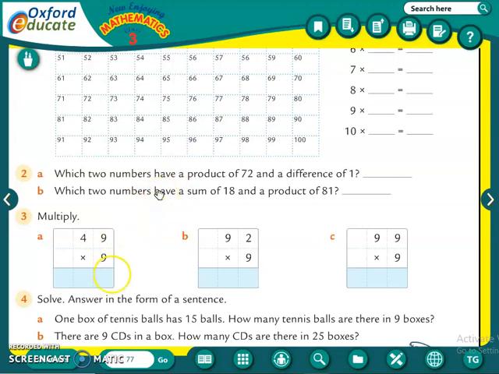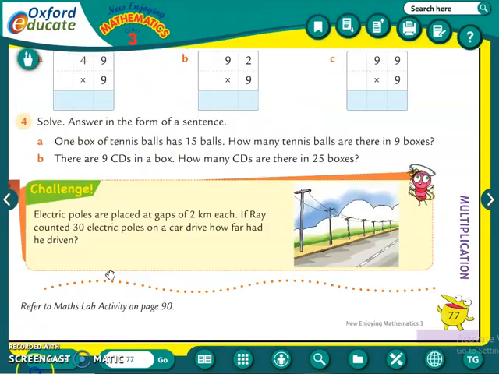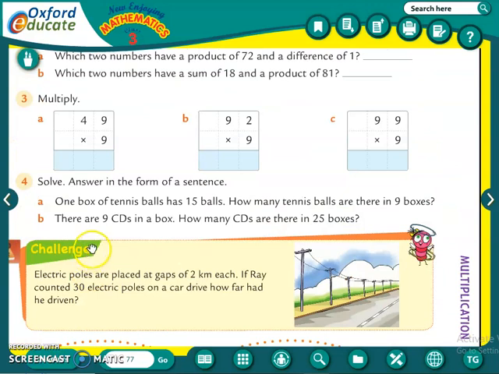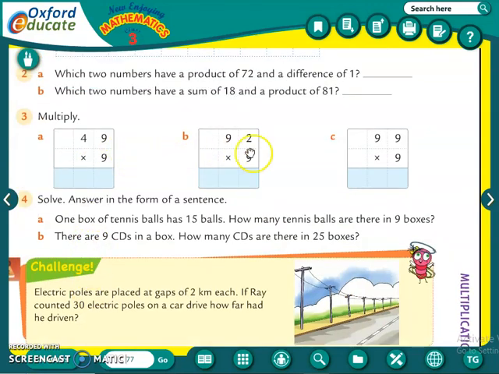And now third question, multiply. These are the sums of multiplication that you have to do by yourself, and if you prepare the table, you can do it very quickly. And the last question, that is solve, answer in the form of a sentence.